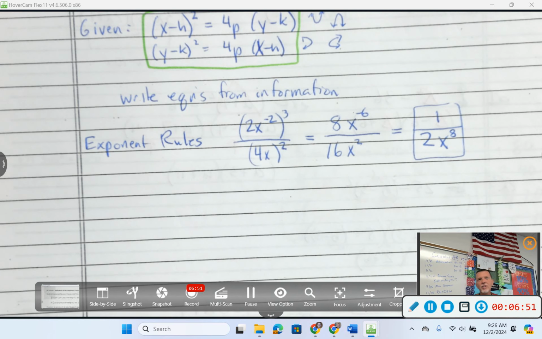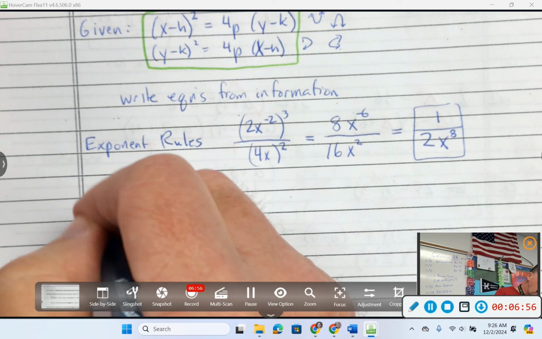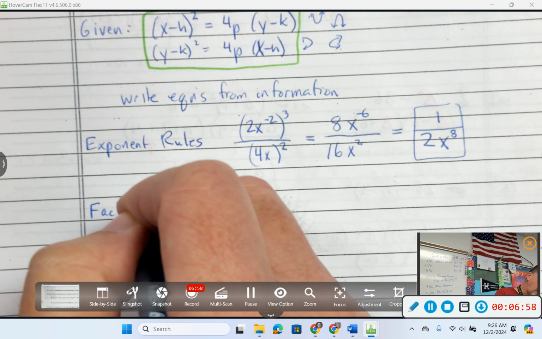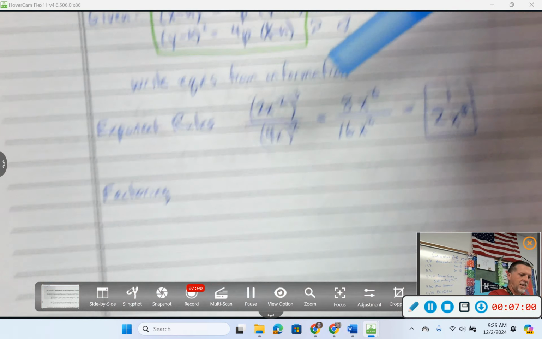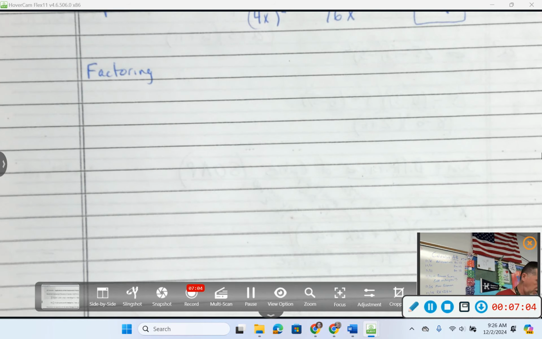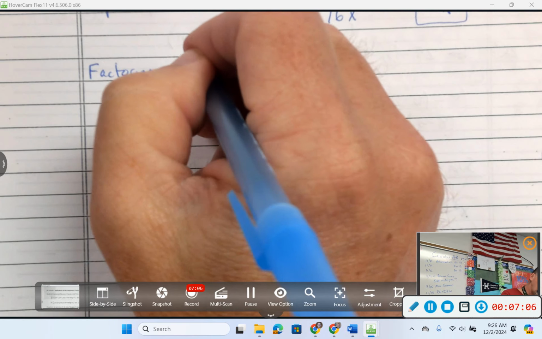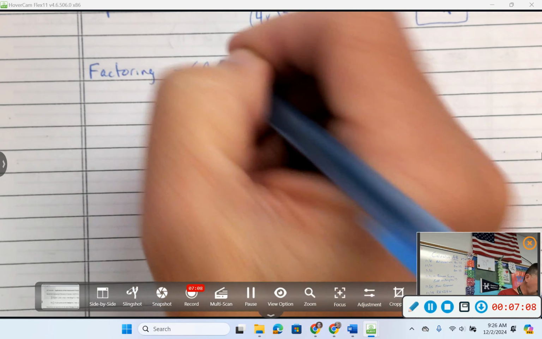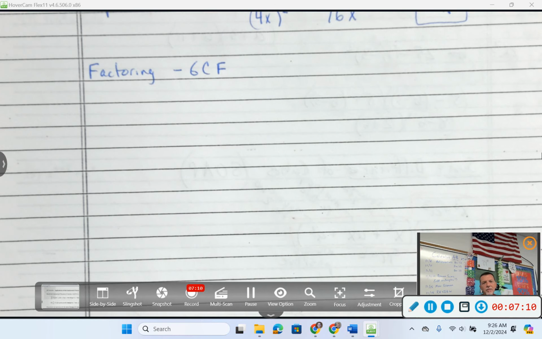All right, so exponent rules. We did a whole bunch of those. Factoring. Man, there's lots of types of factoring too. So I'm just going to list the types, and we'll do examples of some of them, not all of them.